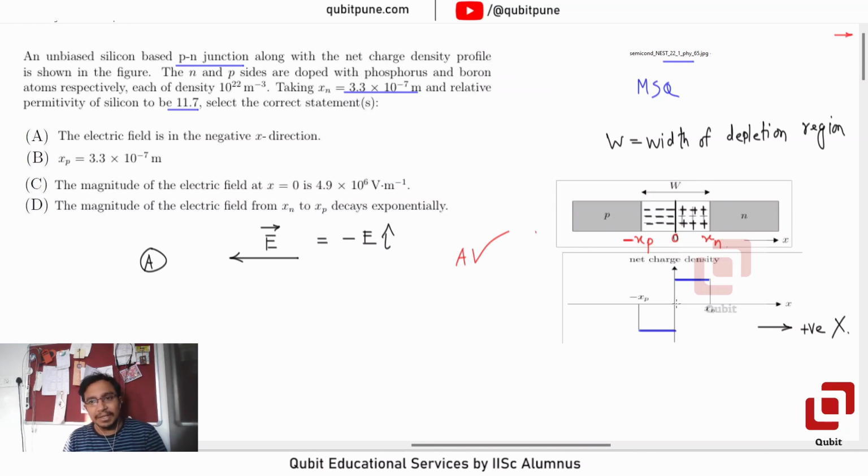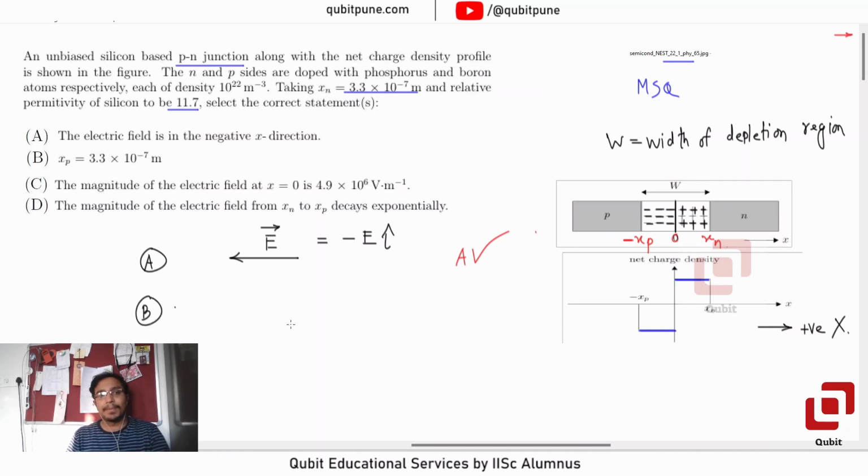Raise your hands if you have understood the argument. You already knew it. The electric field in the unbiased condition of a diode, after formation of the PN junction, immediately there will be a barrier potential due to diffusion and drift equilibrium, and the field will be from N to P. Raise your hands if you have understood this.